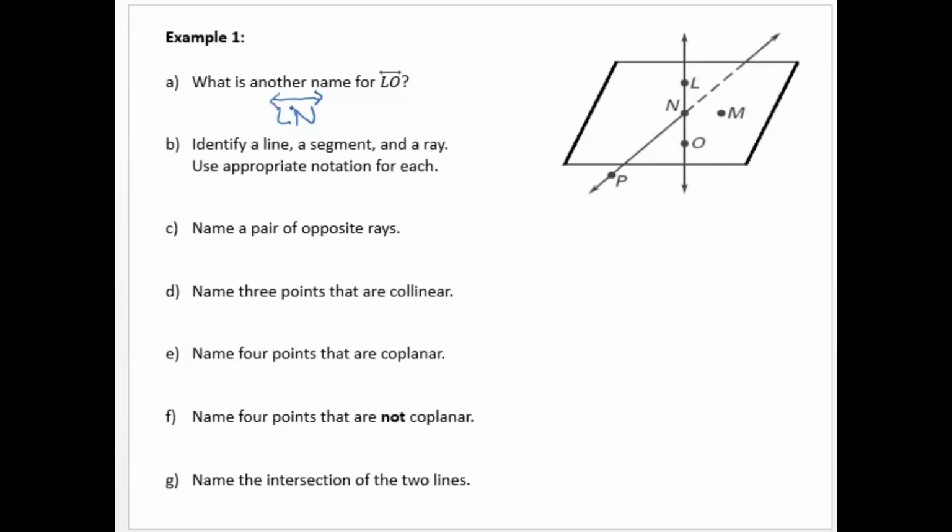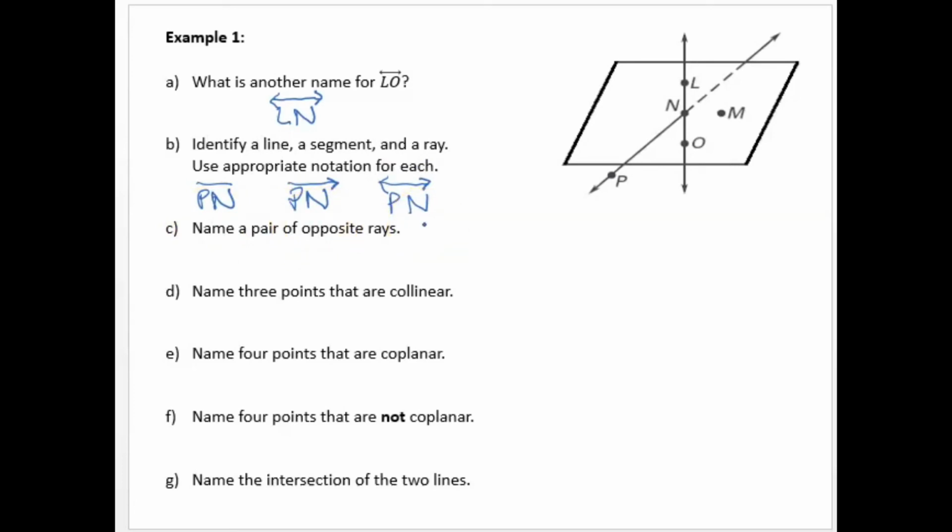There's a lot of different combinations that you can use. The next one is to identify a line, a segment, and a ray. Use appropriate notation. For this one, I'm going to say PN as my segment. I'm also going to say PN as my ray. Notice that the ray has the arrow going in one direction. And then I'm going to say PN, the line. And each of these mean different things. Segment PN, ray PN, line PN.